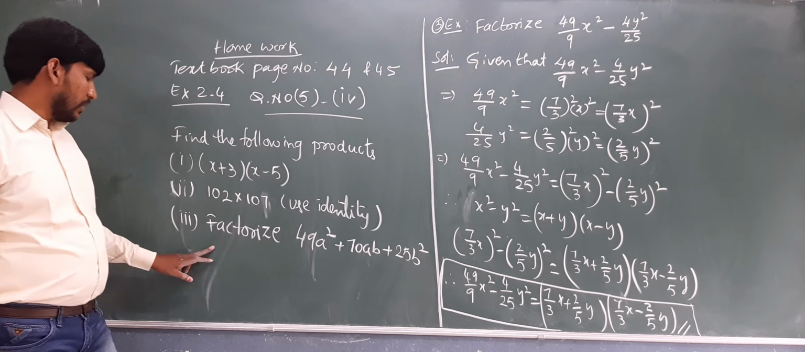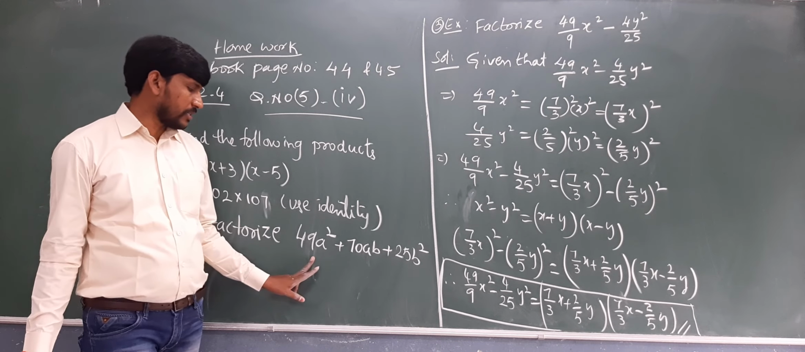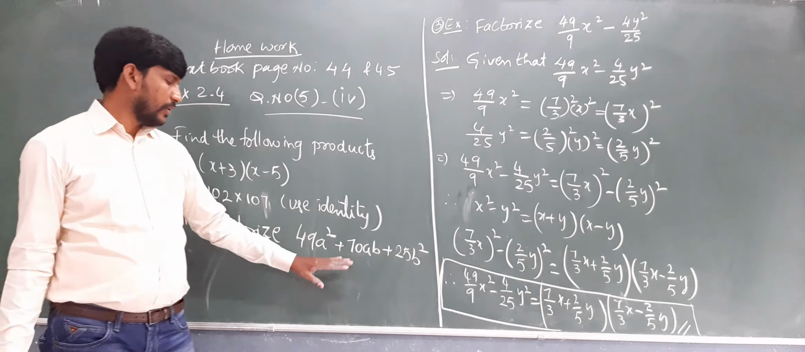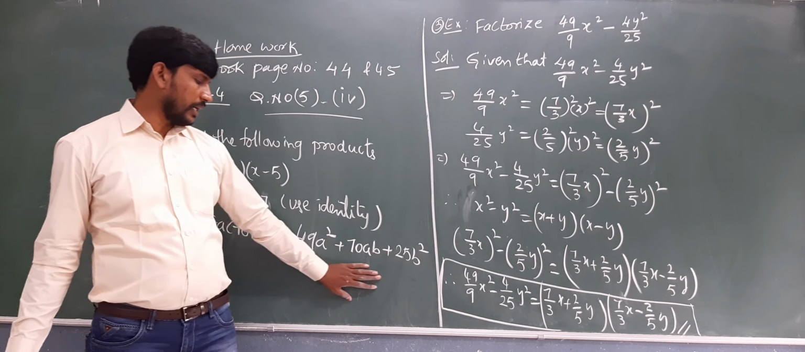Now this is the third question. Factorize 49a square plus 70ab plus 25b square. By using an identity, you have to factorize this. You should convert it into the a plus b whole square formula.